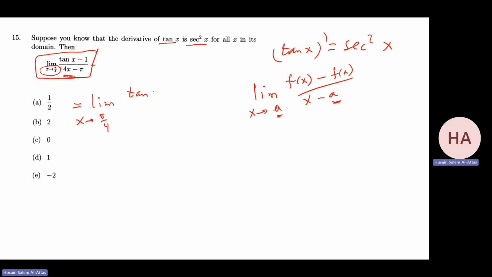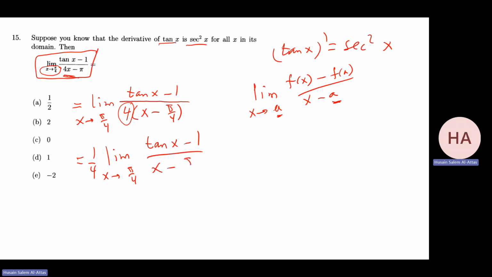That would be tan x minus 1 over, I can take 4 as a common factor. This is x minus pi over 4. And this 4, I can take it out. This is equal to 1 over 4 out of the limit as x goes to pi over 4 of tan x minus 1 over x minus pi over 4. Okay. Now I have the same format: x goes to a, x minus a. And this is my function.